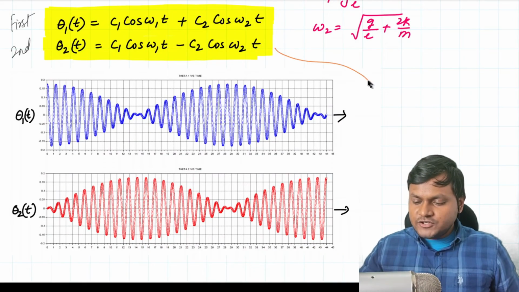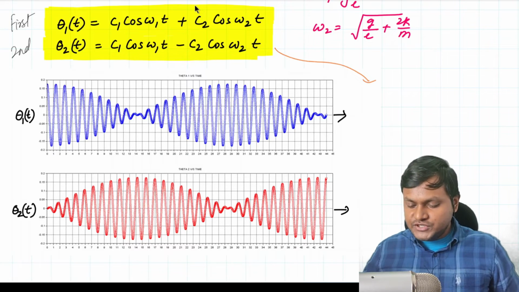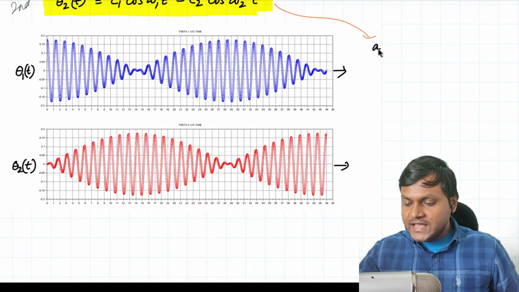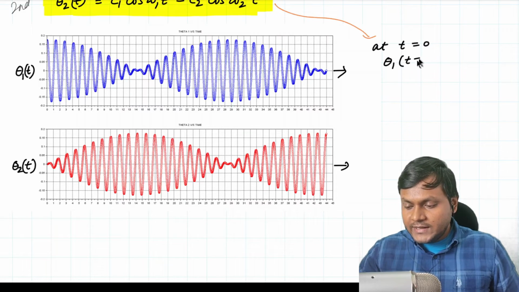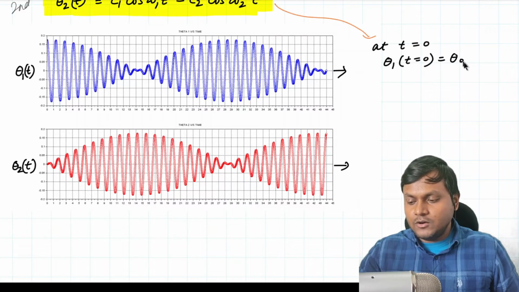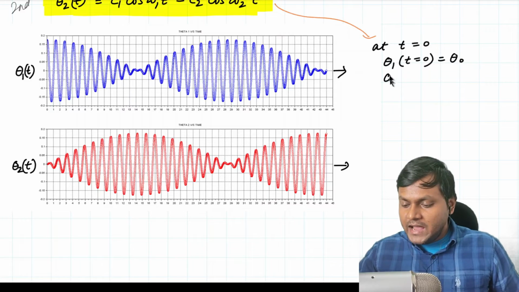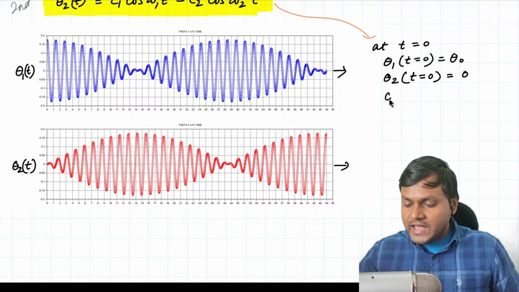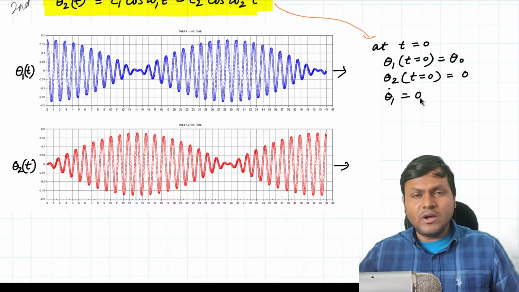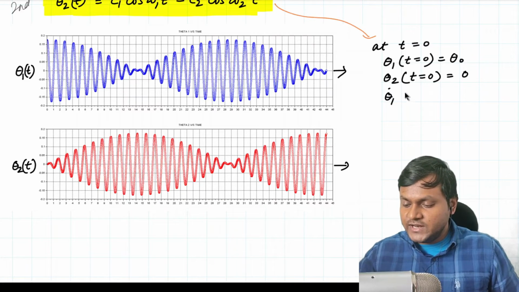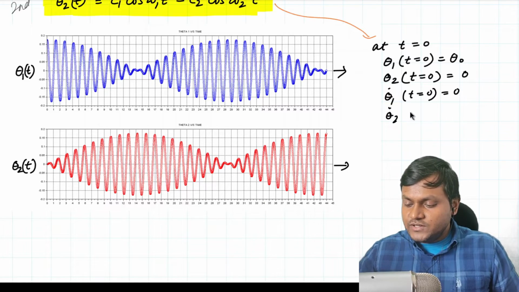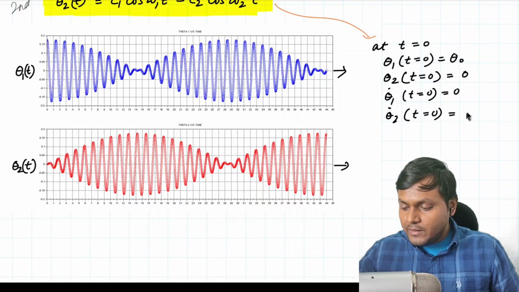So to do that, first of all, let me choose the initial conditions for which these graphs are true. That is, at time t is equal to 0, let's suppose theta 1 at t equals 0 has some angle theta naught. I took 10 degrees, remember? And theta 2 at t equals 0 is, let's suppose, 0. And theta 1 dot is 0. I'm not giving it any kind of velocity initially at t equals 0. And I'm also not giving any velocity to the second pendulum at t equals 0. I'm only giving some kind of a displacement to the first pendulum.